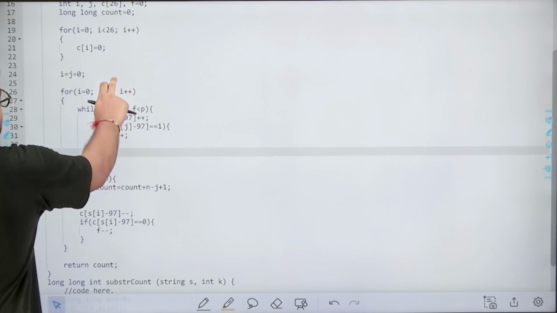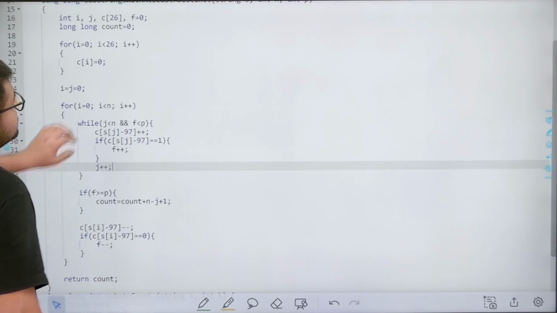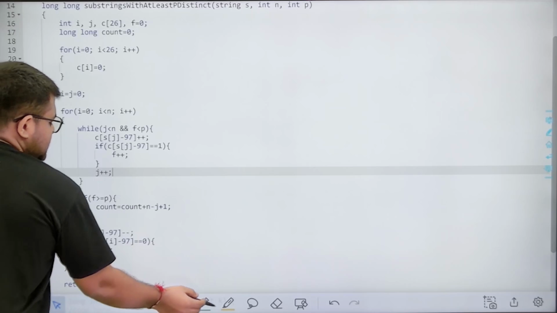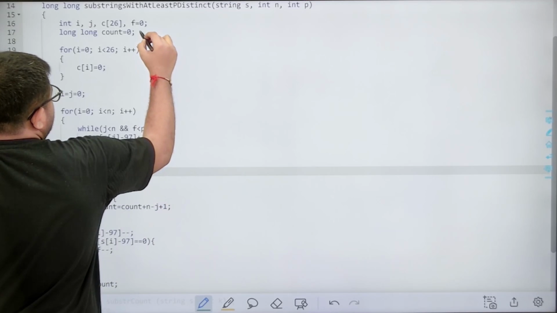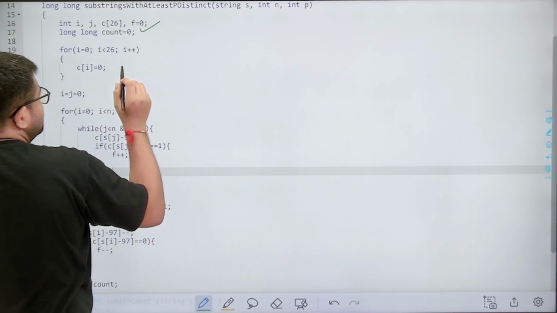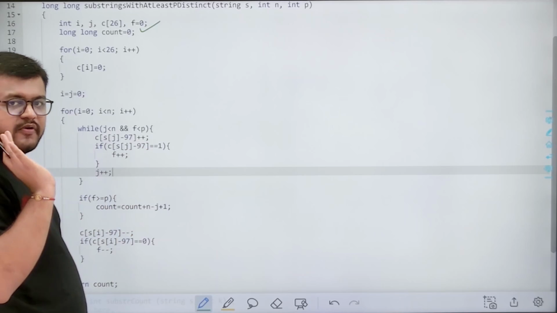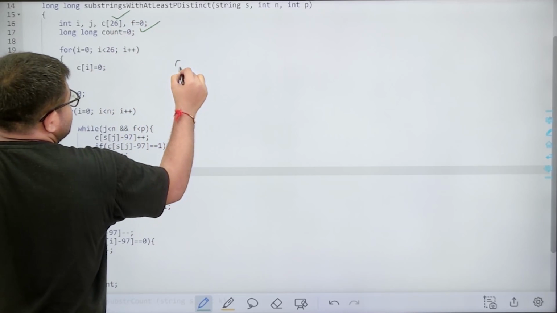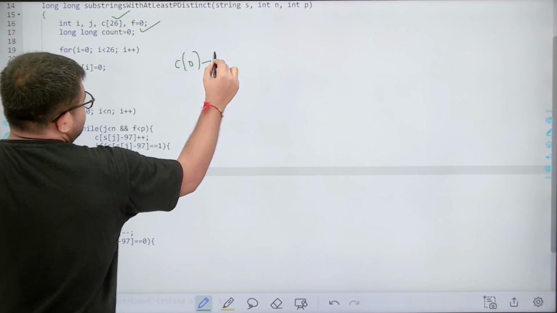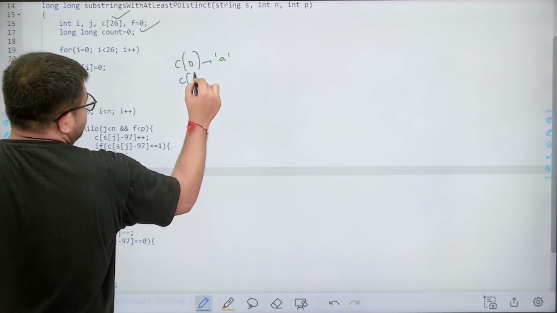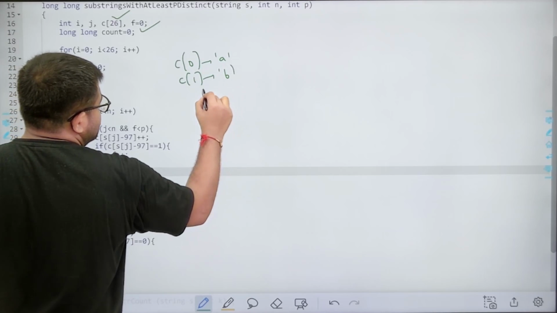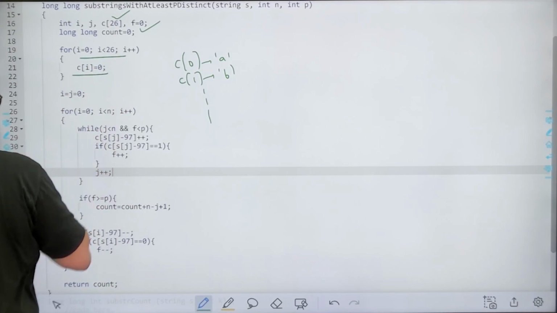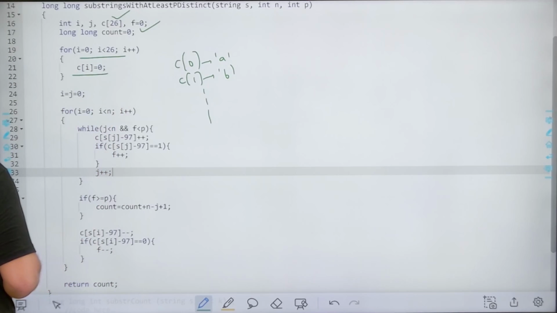Okay, now if we look at this function, this is the number of substrings with at least p distinct characters. So what I have passed in it is the string, the length of the string, and int p. First of all, I have taken one flag variable f equal to 0, which will basically keep the count of the number of distinct characters. I have taken one C array, and as I said, C of 0 will keep the count of small a, C of 1 will keep the count of small b, and so on. Then I have made a loop from 0 to 26 and made the count equal to 0.